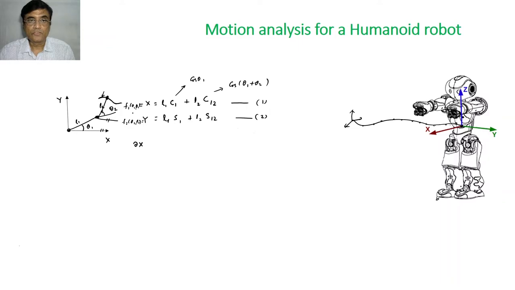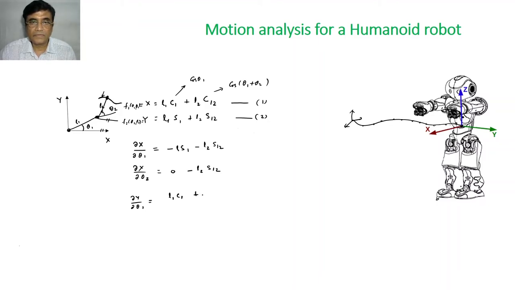I differentiate this function with respect to theta 1, and what I get is minus L1 sin theta 1 minus L2 sin (theta 1 plus theta 2). Then differentiating with respect to theta 2, these being functions of two variables, the first term is 0, plus minus L2 sin (theta 1 plus theta 2). Similarly, I differentiate the second function with respect to theta 1, and you will get L1 cos theta 1 plus L2 cos (theta 1 plus theta 2).